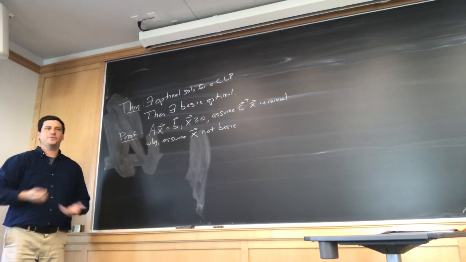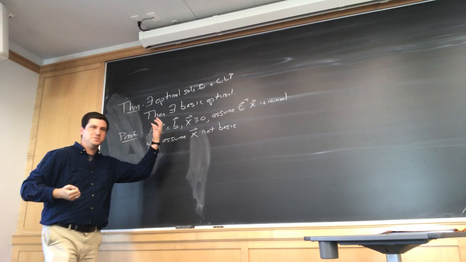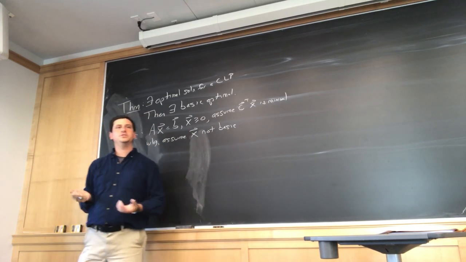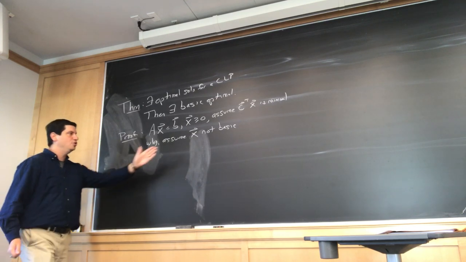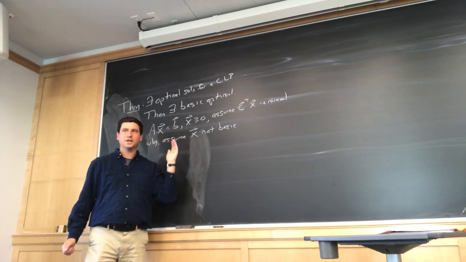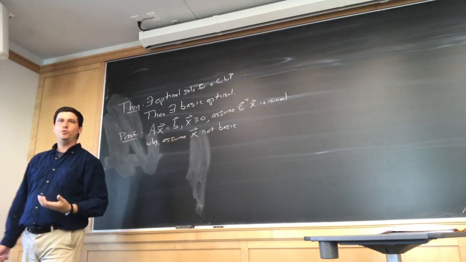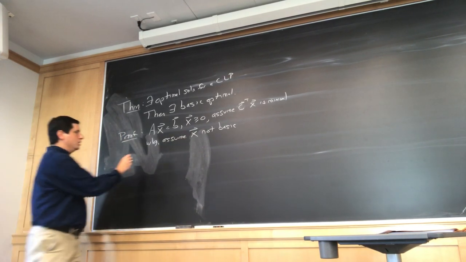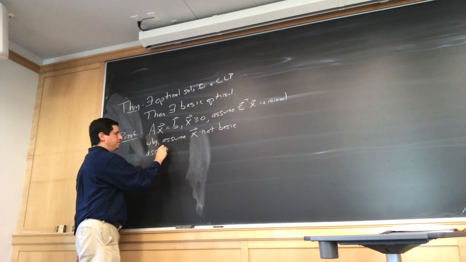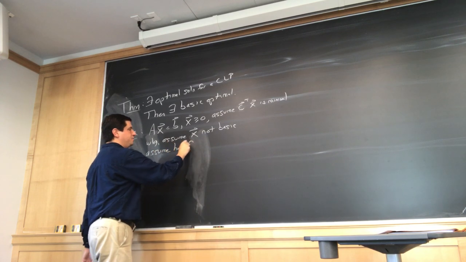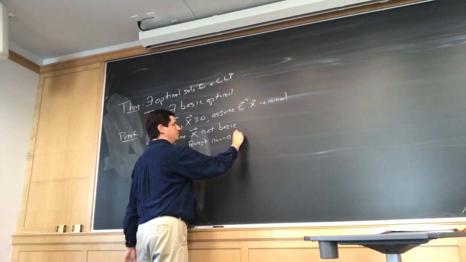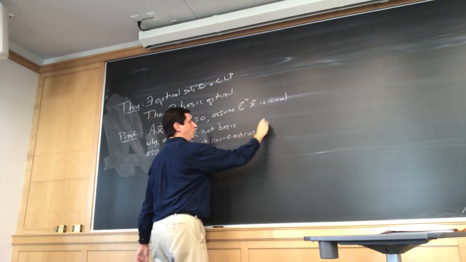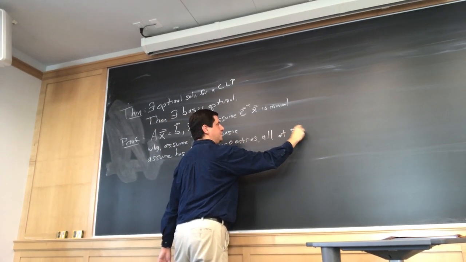So you always want to give yourself extra structure to play with. You know, if X is basic, it's trivial. So let's assume X is not basic. As was suggested, we can shuffle our labels so that the non-zero entries are in the beginning. And then we're going to do the same argument from before. We're going to do a minimality argument. Assume X has the fewest non-zero entries, all at the start.